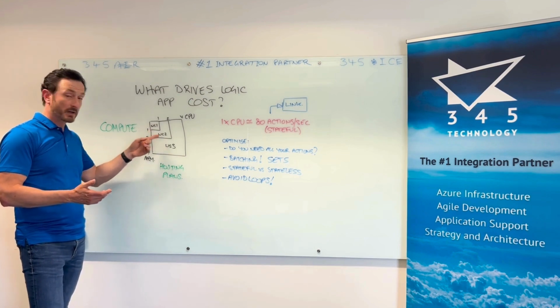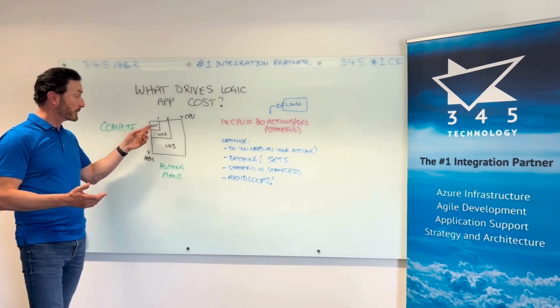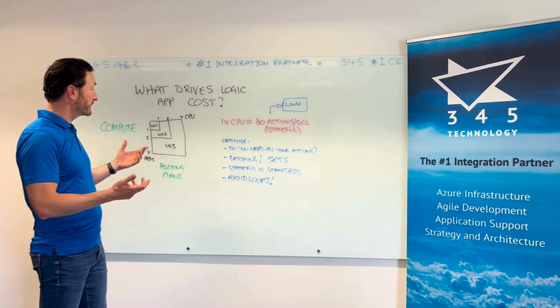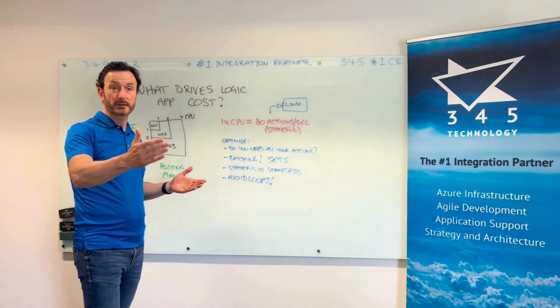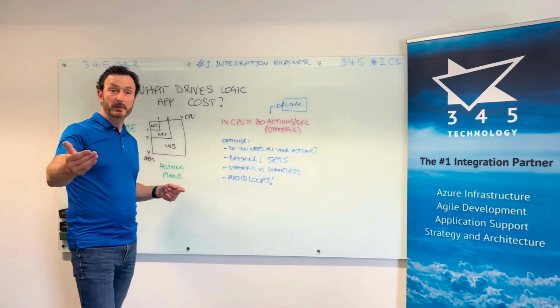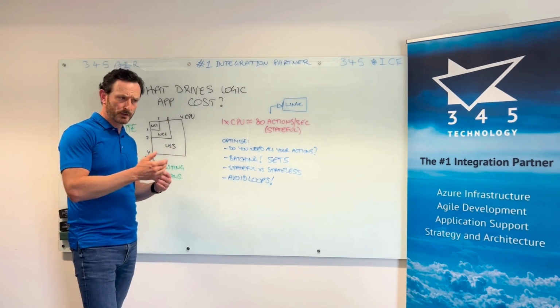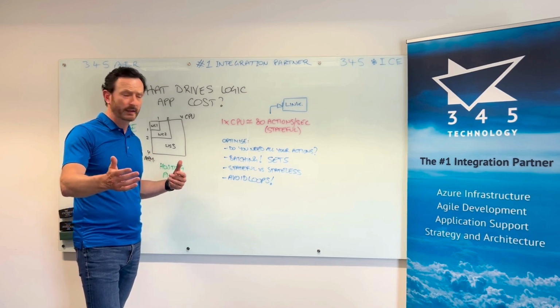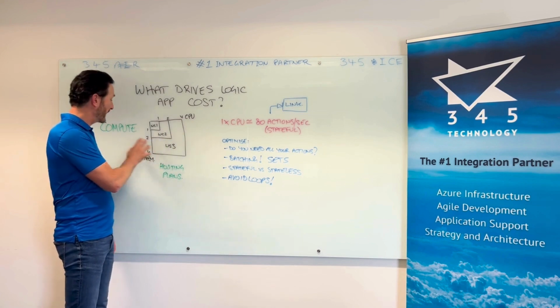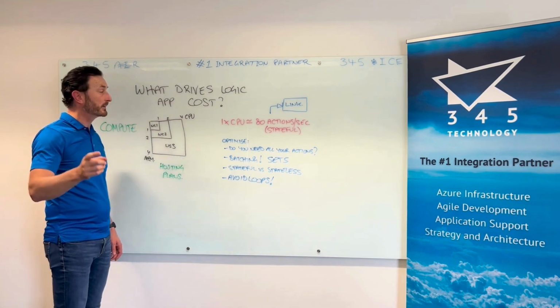Now, the different types of plan, you've got the WS1, WS2, WS3, but ultimately all they're doing is setting different levels of CPU. So the higher that plan, the more CPUs you have. And the cost pretty much scales linearly with that. So again, it comes down to how much CPU, how much compute, that's what the cost is.